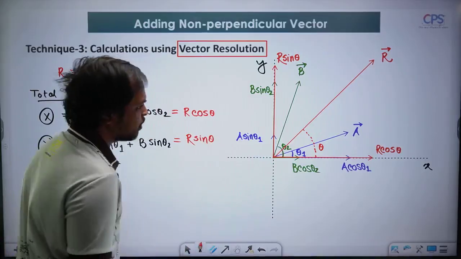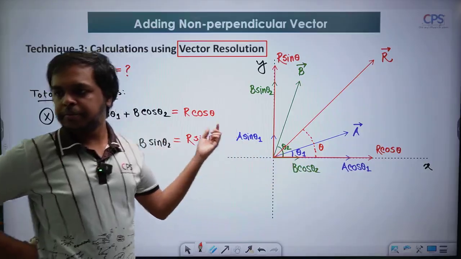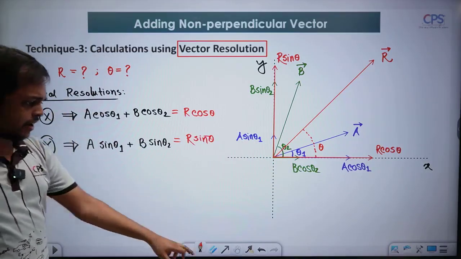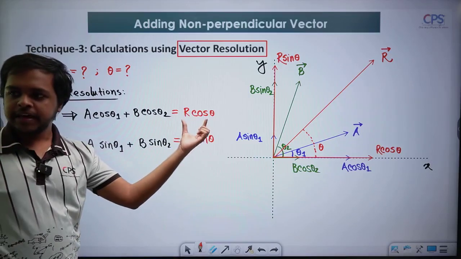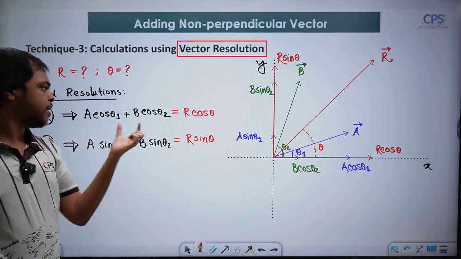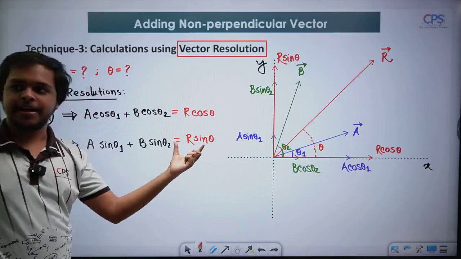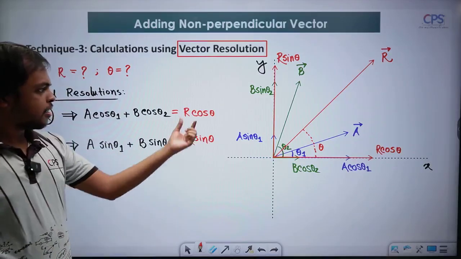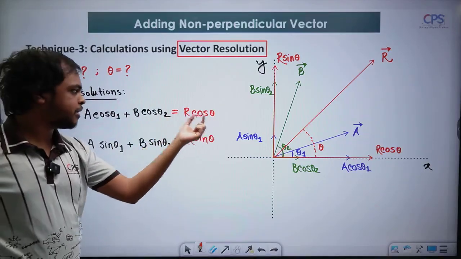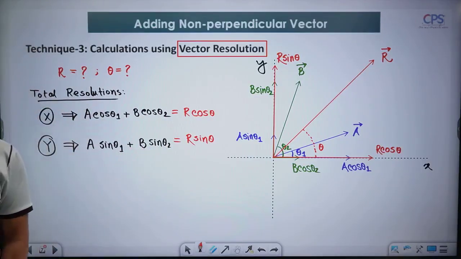See, you don't need to remember all of this. You need to remember only this. This is a very easy thing. To get the R cosine theta, you need to just carry out the summation of A cosine theta 1 plus B cosine theta 2. To get the R sin theta, you need to carry out the summation of A sin theta 1 plus B sin theta 2. So like for like: to get cos theta, you sum the cos thetas only. To get sin theta, you sum the sin thetas only.